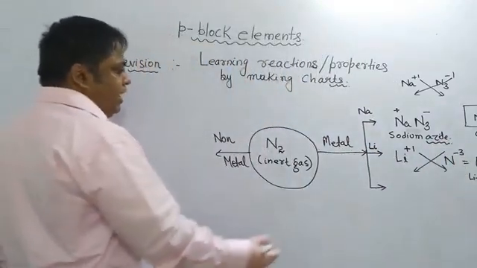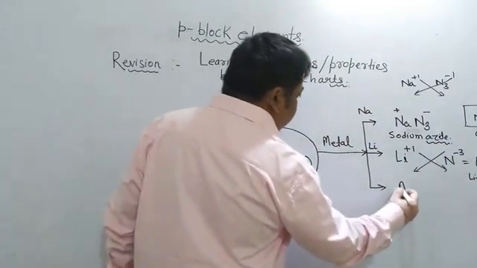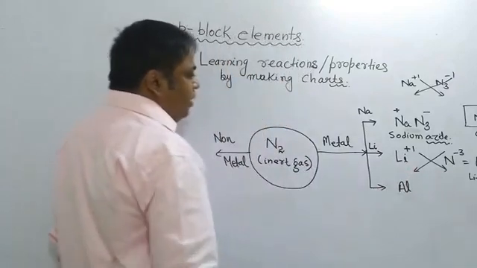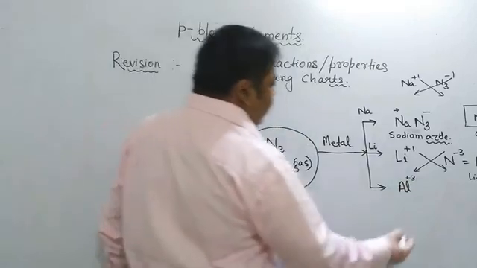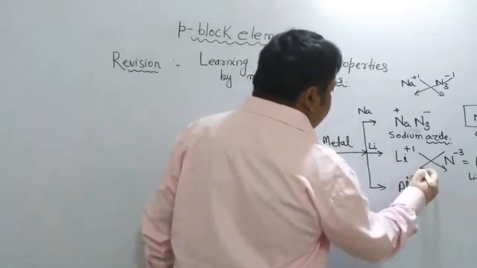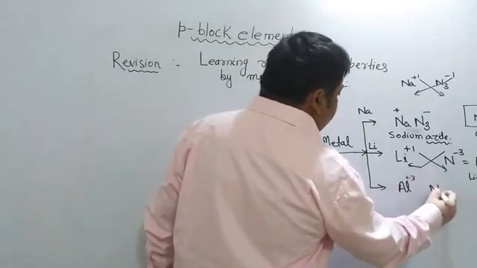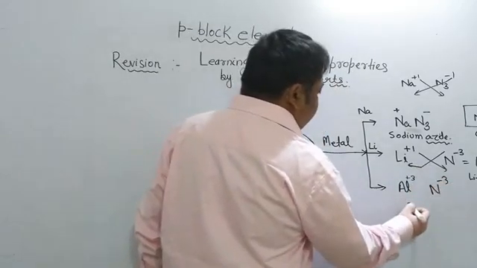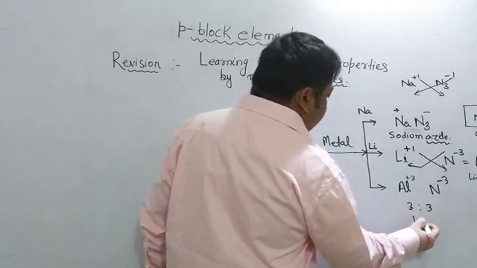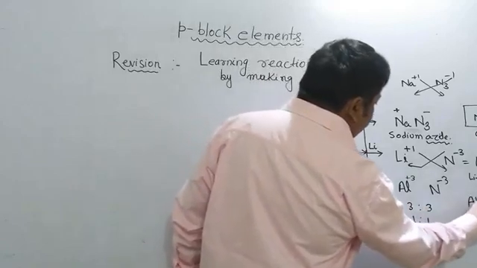What happens if it reacts with aluminium? Aluminium has +3 valency and nitrogen has -3 valency. So since the valency is 3:3, that means 1:1, so it will be AlN.